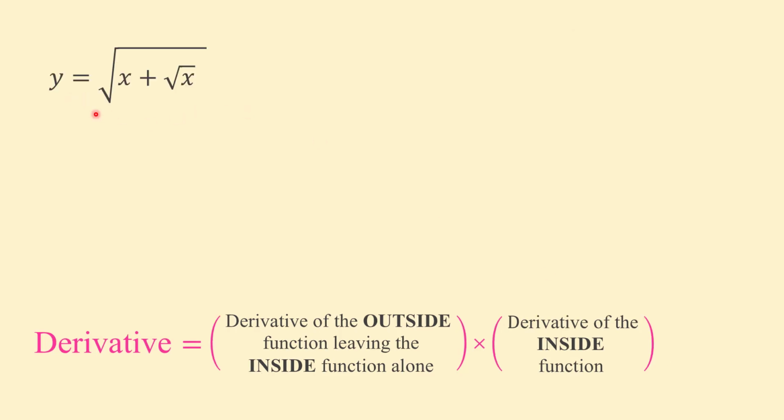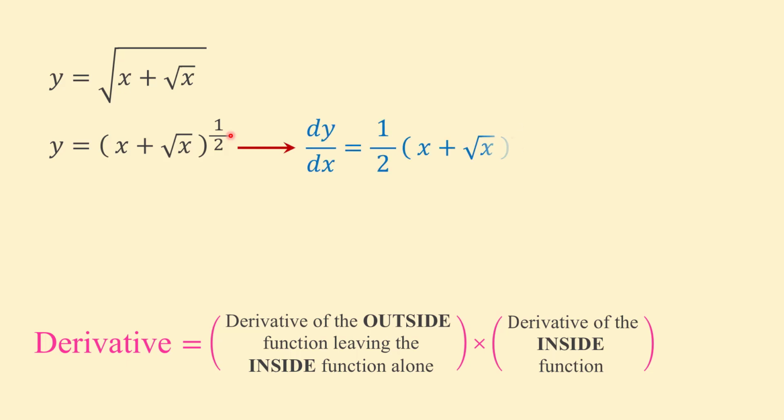y equals square root of x plus square root of x. In this example, the inside function is x plus square root of x and the outside function is this big square root. First, I write this function in the form of x plus square root of x to the 1/2. In this new form, the outside function is to the 1/2 and the inside function is x plus square root of x. To find the derivative of the outside function, we use the power rule.